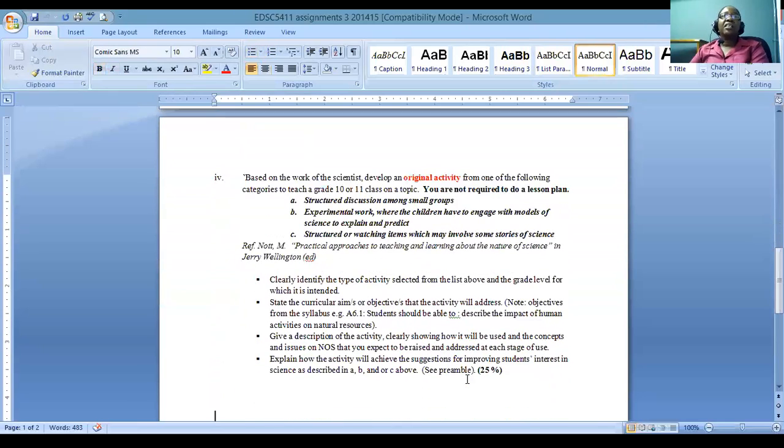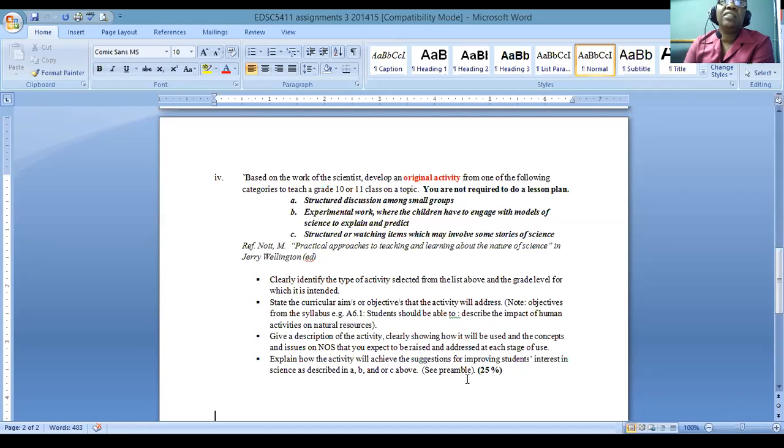Thanks. Right. Now, this latter part, you are going to develop an original activity. You're not going to be killing yourself about original. It means an activity that you did not lift from someplace; you made it up. You're going to develop an original activity from one of these 3 categories, A, B, or C. To get more ideas about what A, B, and C are, you have to read the article, and that is why that article was in the same folder that I sent to you.